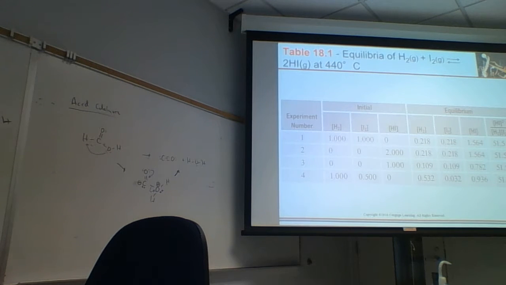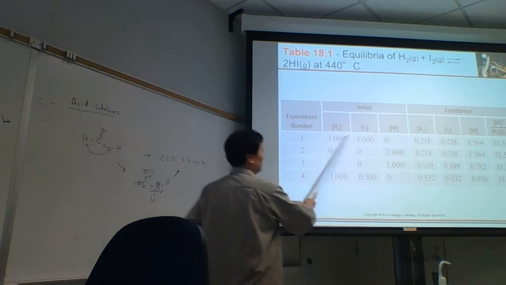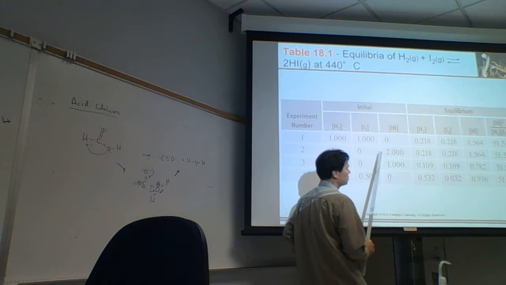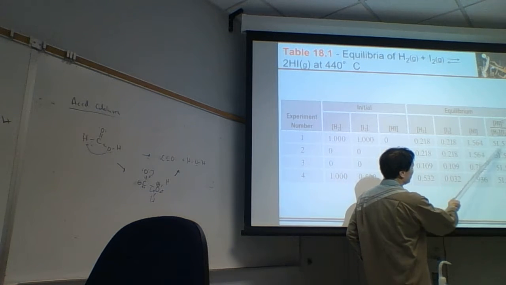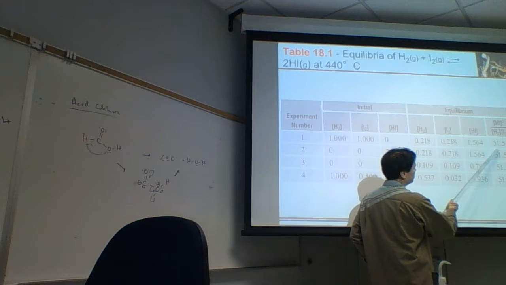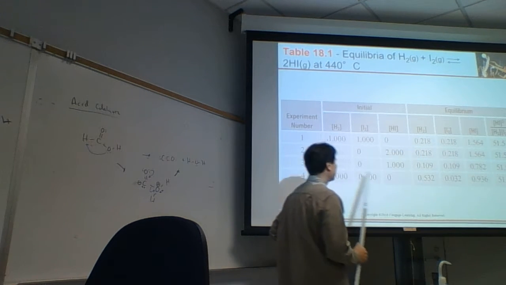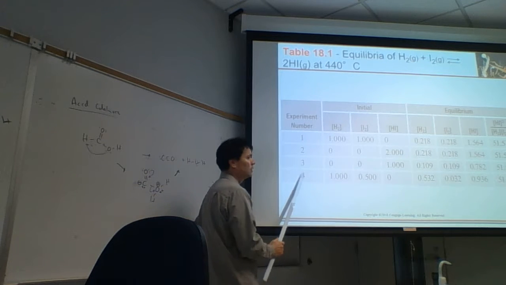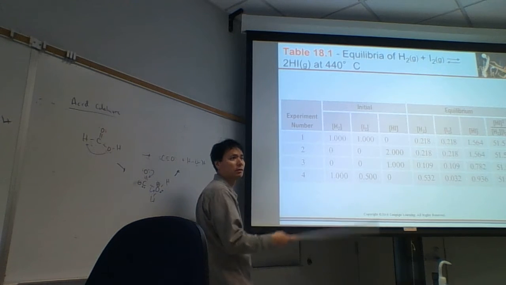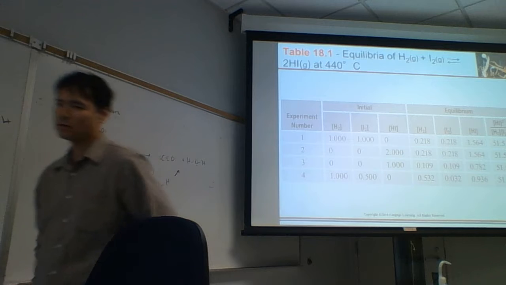No matter how we do the reaction, these are just different starting conditions. The ending conditions have to meet that ratio. So here's that ratio: 51.5, 51.5, 51.5. They did this reaction 4 different ways, and they always end up at that ratio. That's the significance of the equilibrium constant.